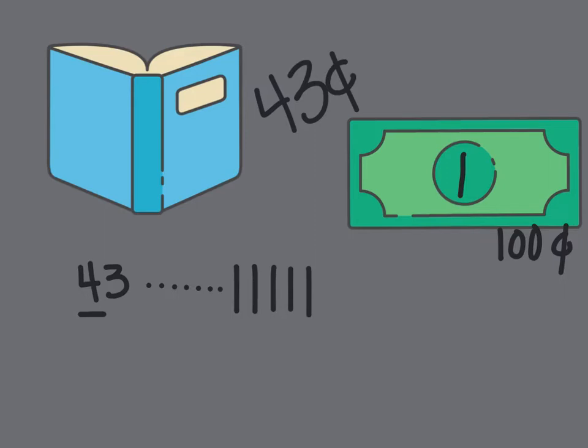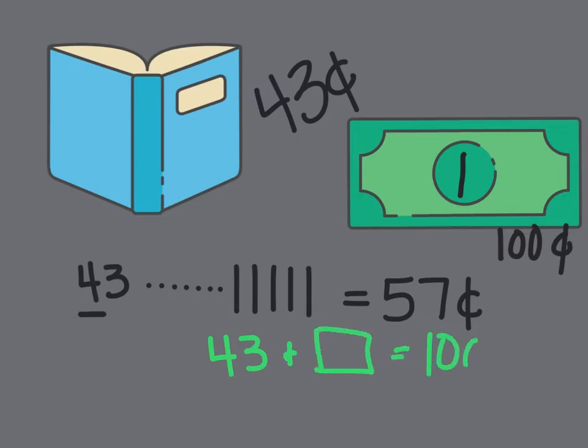I made my tens until I got to 100 because remember, I'm paying with a $1 bill. Let's count. 10, 20, 30, 40, 50, 51, 52, 53, 54, 55, 56, 57. 57 cents is the change that I should be getting if I buy this book for 43 cents and I pay with $1. So these are the equations that we are actually solving. So what we really just figured out is that 43 plus something equals 100. And that something was 57 after we did our math.